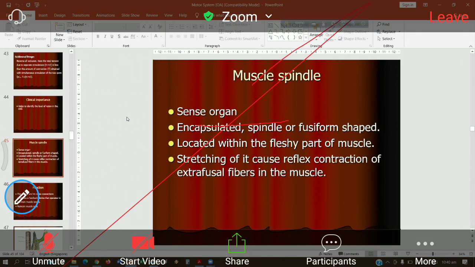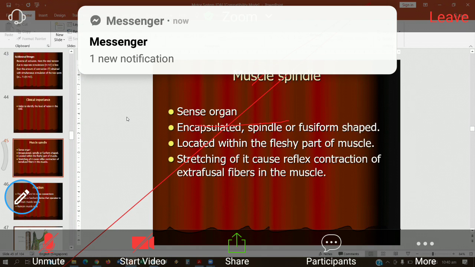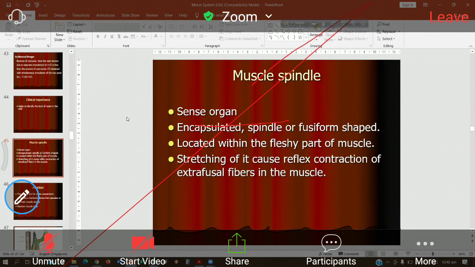Muscle spindles are made up of intrafusal muscle fibers. A skeletal muscle is composed of mainly two types of muscle fibers. Number one is extrafusal muscle fibers, which make up the bulk of the muscle. The other one is intrafusal fibers. Extrafusal fibers, in most cases, span the whole length of the muscle. Not all of them, but most of them.